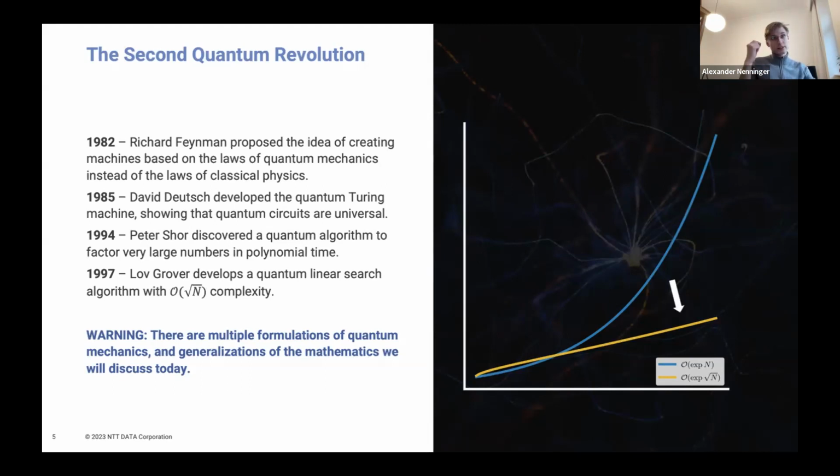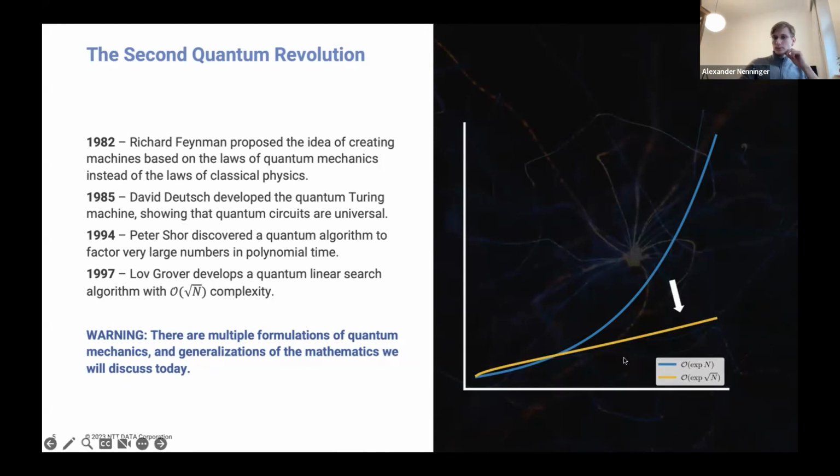Before we get into the nitty-gritty, I wanted to put up a bit of a disclaimer. There are multiple formulations of quantum mechanics and generalizations of the mathematics we discuss here. I tried to make a very basic version, boiling it down to everything that needs to be there for quantum computing. Quantum mechanics is a way more diverse field. There's way more to discover, like in any science. Also, there are competing formulations that are equivalent, but offer a different viewpoint on the subject.